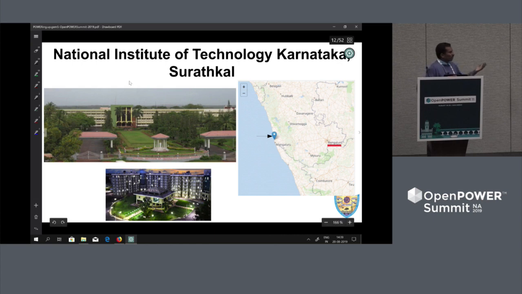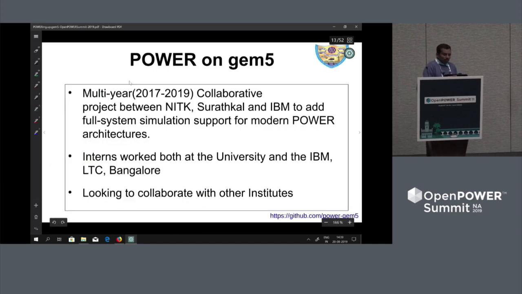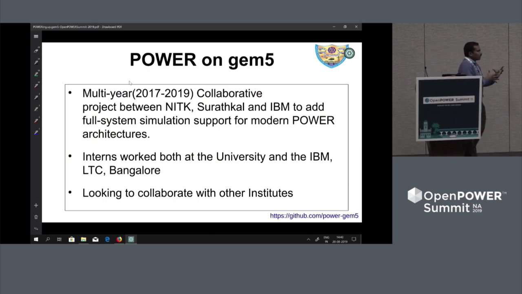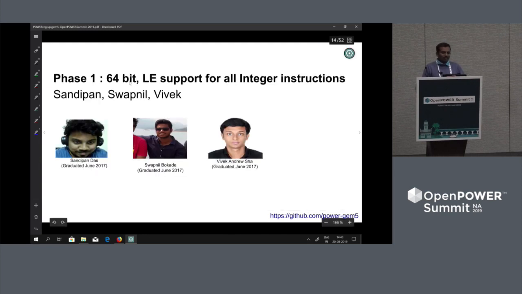There are a couple of pictures of my institute. I just wanted to show that. The mode of engagement was that most of the time the group worked at the university, and for some six months or so, on and off, they also spent time at IBM Bangalore. We are looking to expand this collaboration, and we are now trying to seek out more groups that can participate in this gem5 effort.